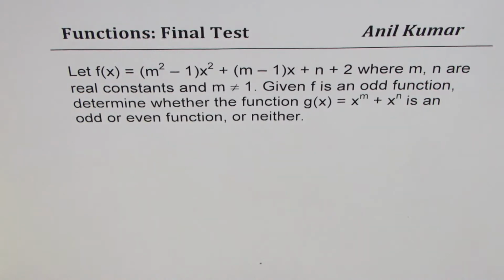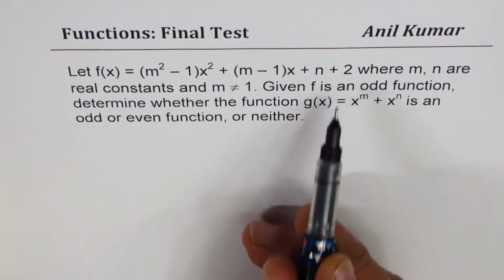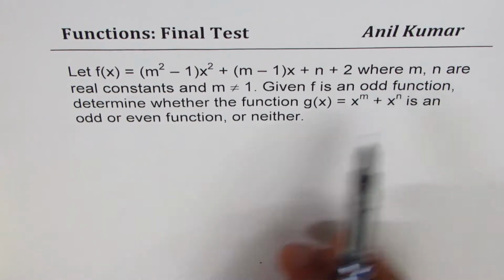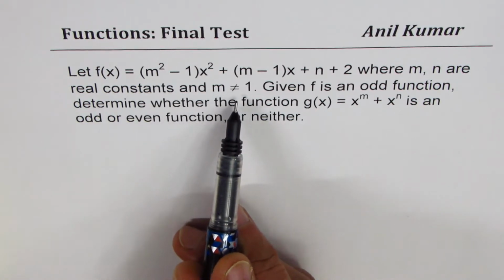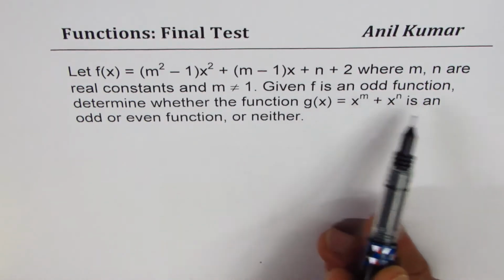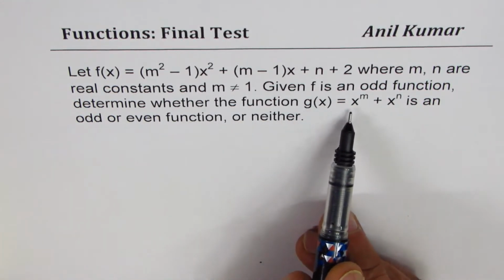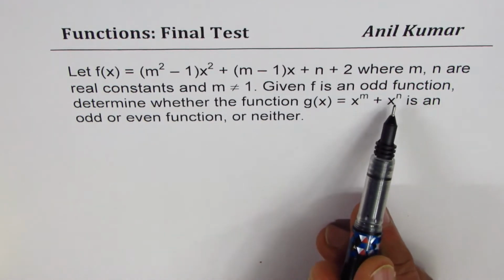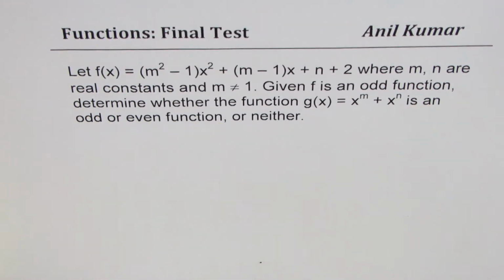The question here is, let f of x equal (m square minus 1) x square plus (m minus 1) x plus n plus 2, where m and n are real constants and m is not equal to 1. Given f is an odd function, determine whether the function g of x equals x to the power of m plus x to the power of n is an odd or even function or neither. You can always pause the video, answer the question, and then look into my suggestions.